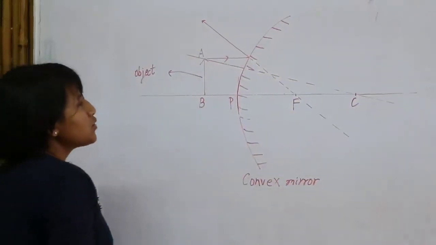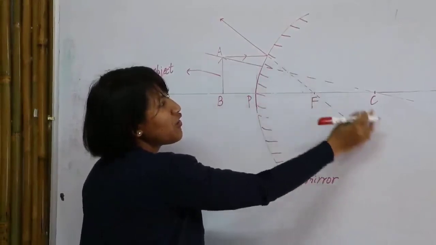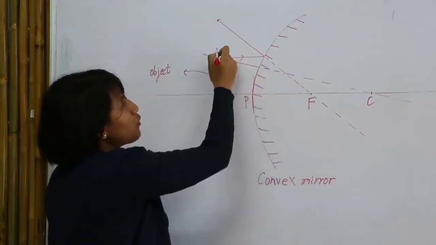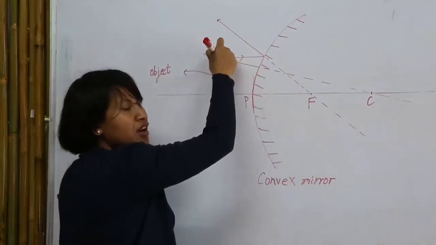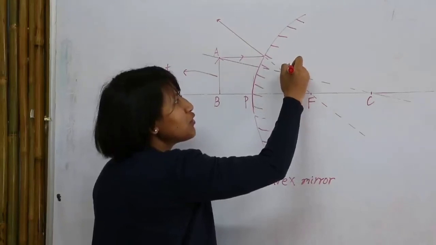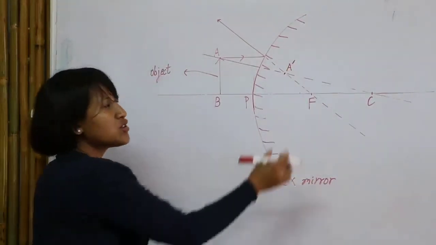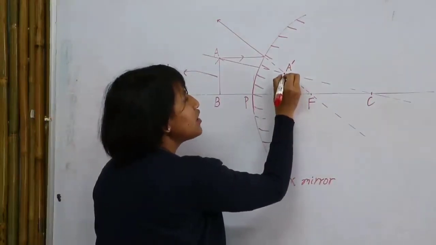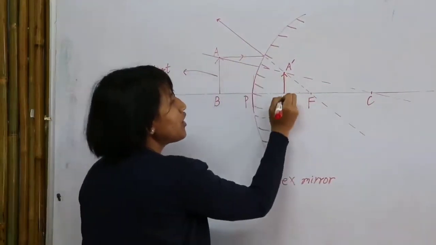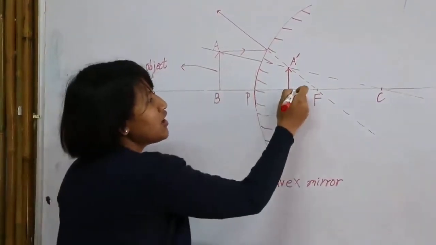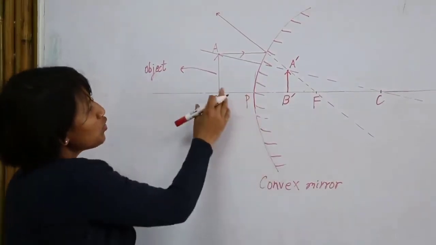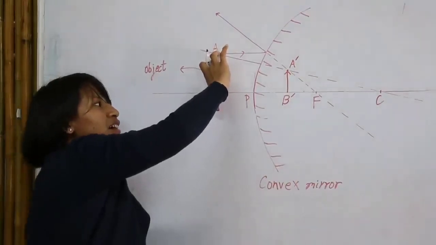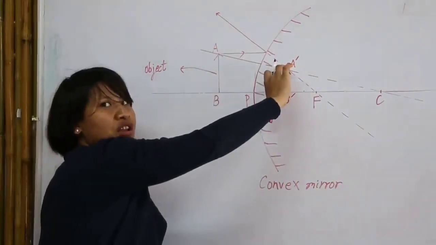So the point of intersection of these lines, now you will get it, that is the image. Now we have taken only this tip, so this point of intersection will give you A prime, and then from there you extend a line, so that will be the image of this object AB, A prime. So what do you see? The characteristics. The size here, and the size here. It's quite small, so diminished.